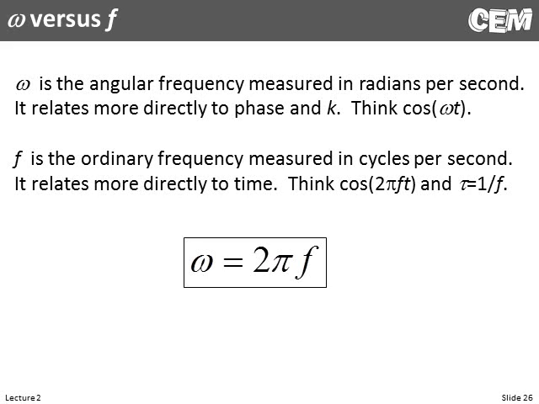We have omega versus f. Omega is the radial frequency, that's radians per second, as opposed to f, which is called the ordinary frequency, which is hertz, cycles per second. And they're different from each other by 2 pi. I guess I use them essentially interchangeably, but they are not the same. There's a 2 pi difference between the two.